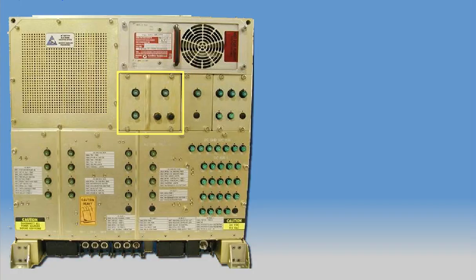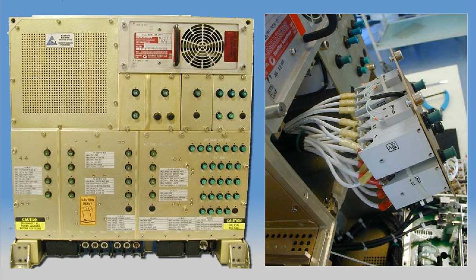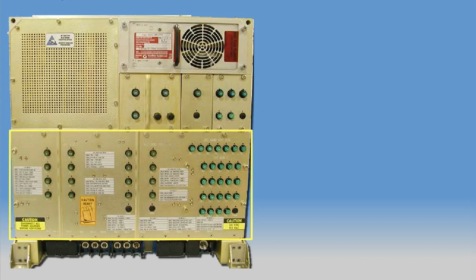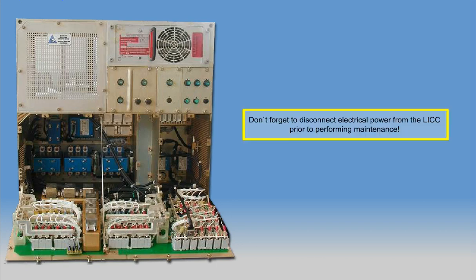The upper AC Bus 1 CB panel can be released by unscrewing the 4 captive screws and pulling the panel away from the left integrated control center. The wires are long enough to enable replacement of any of the 3 CBs or 2 fuses. The lower front access panel of the left integrated control center can be opened after releasing the 11 captive screws, allowing easy access to the circuit breakers and other components inside. Don't forget to disconnect electrical power from the left integrated control center prior to performing maintenance.